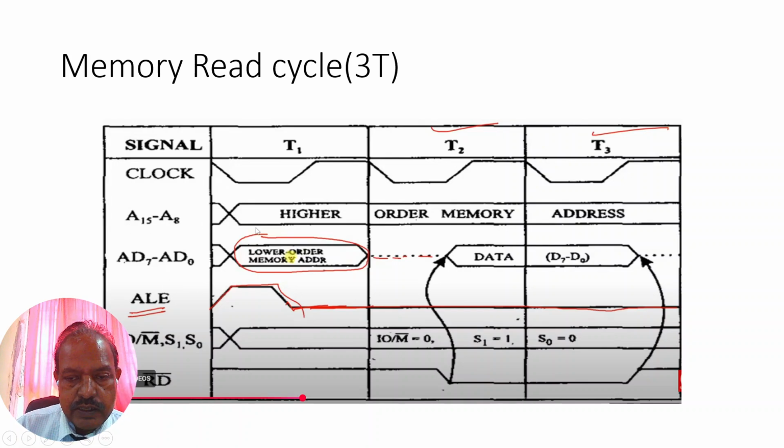Then A8 to A15, it will be the same. Then AD0 to AD7, this is the lower order. It is the same. And address latch enable, as I told you, initially it will be high, and afterwards it will be 0. It is 1 and 0. Then IO is also the same thing. Here, while you are going for read, when RD bar is equal to 0, that means from this point to this point, data D0 to D7 will be there. So this is the thing.